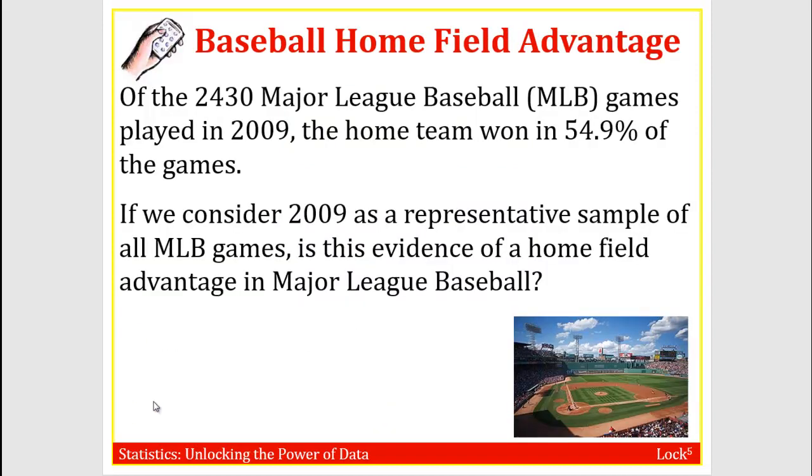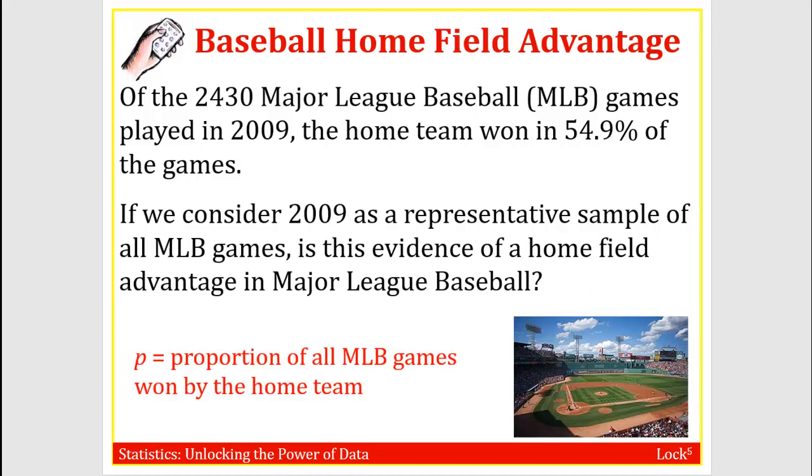Of the 2,430 Major League Baseball games played in 2009, the home team won in 54.9% of the games. If we consider 2009 as a representative sample of all Major League Baseball games, is this evidence of a home field advantage in Major League Baseball? The first thing we need to do is define our parameter. Since we're doing a problem dealing with one proportion, our parameter is P, the population proportion, and P is equal to the proportion of all Major League Baseball games that would be won by the home team.